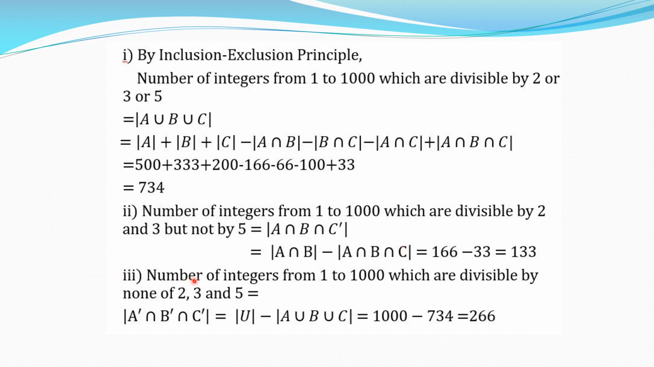Now the number of integers from 1 to 1000 which are divisible by none of 2, 3 and 5. So neither divisible by 2 nor by 3 nor by 5 means not in A, not in B and not in C at a time. Means we want to take the complement of all these sets. So A dash intersection B dash intersection C dash, that is the required cardinality, which is the cardinality of U minus the cardinality of A union B union C, which is 1000 minus 734, which is equal to 266.